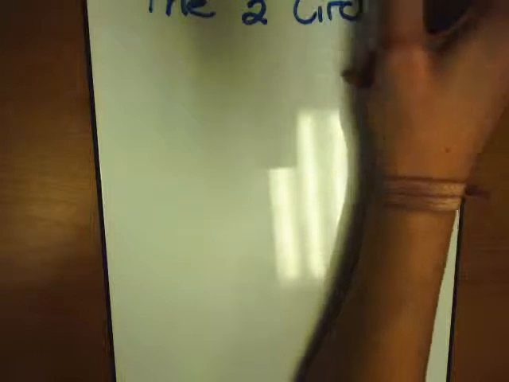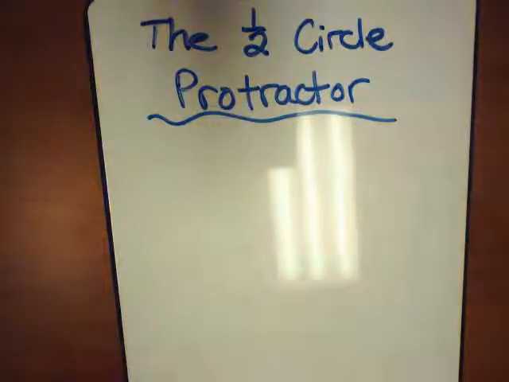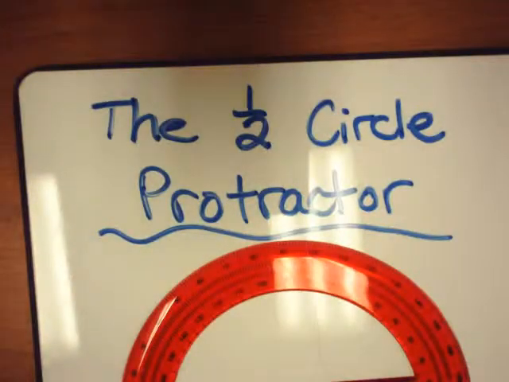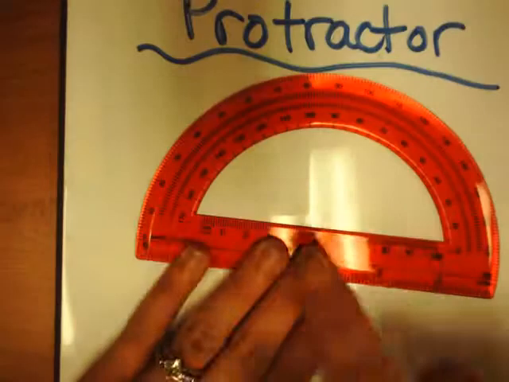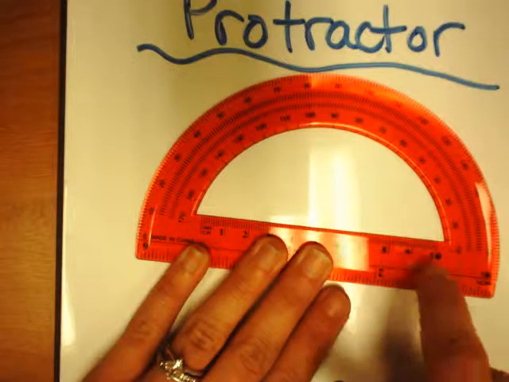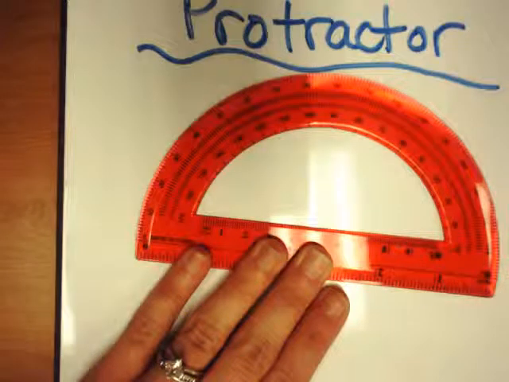Friends, today we're going to be looking at using the half circle protractor. Okay, so on a half circle protractor, you can't see real well, but my numbers on the top here go from 0 to 180, and my numbers on the inside go from 0 to 180 this way. So it's really important that you have a frame of reference for what would be a reasonable answer.